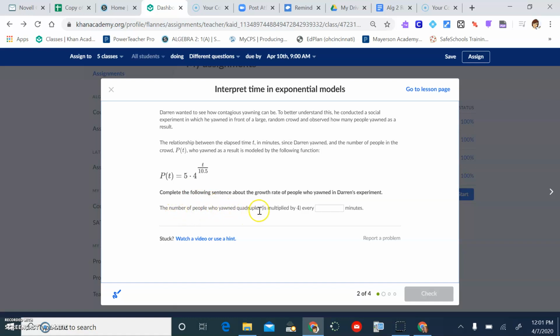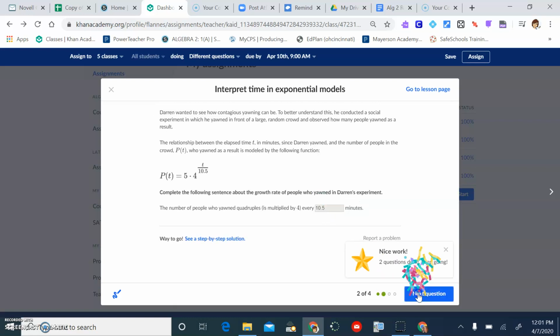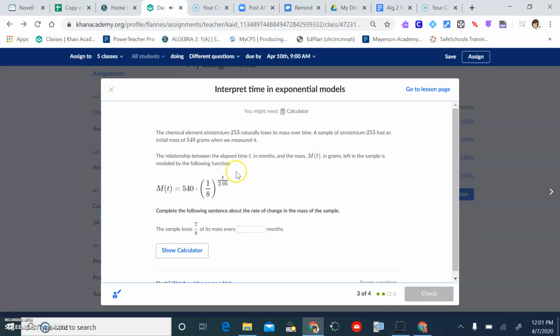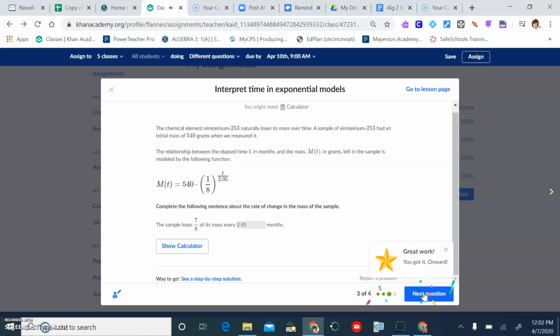It's quadrupling, which means multiplied by a factor of 4, right here, once every 10.5 minutes. And that's what they're asking, every 10.5 minutes. This one, it's losing 7/8 of its mass because it only has 1/8 of its mass left. And that happens once every 2.05 months. It's kind of random, but it works. Once every 2.05 months.